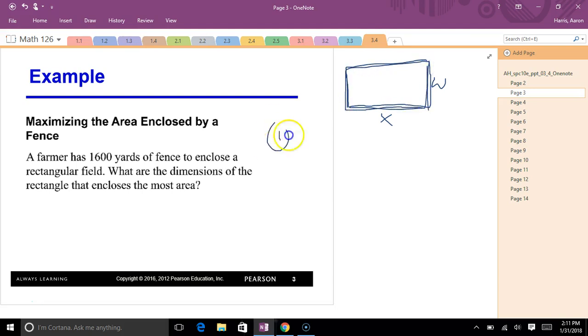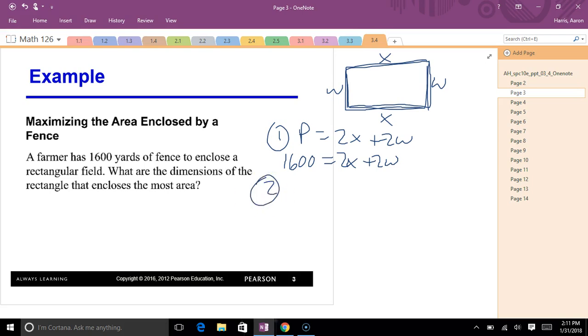So number one, our perimeter here, you've got X plus W plus X plus W. So you've got 2X plus 2W for the perimeter and 1,600 total yards to build this fence with. And what we're trying to do is find the dimensions to maximize this area, this rectangle. How long should we have this, and what's our width for that?